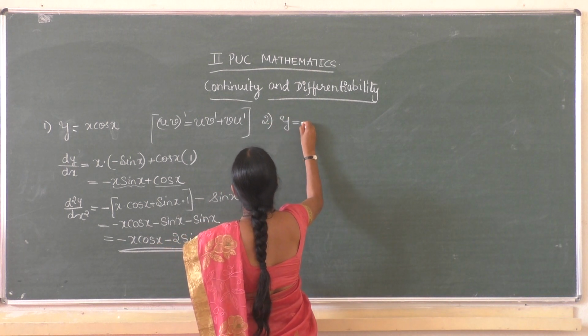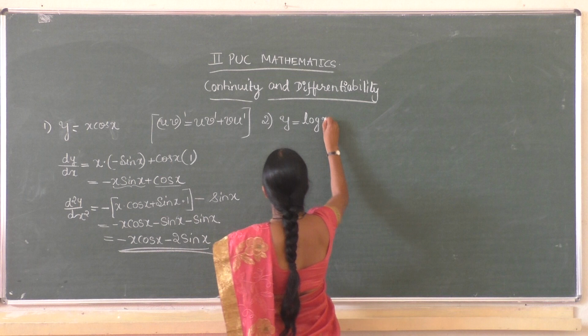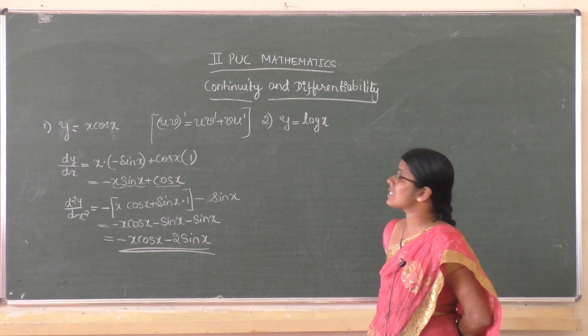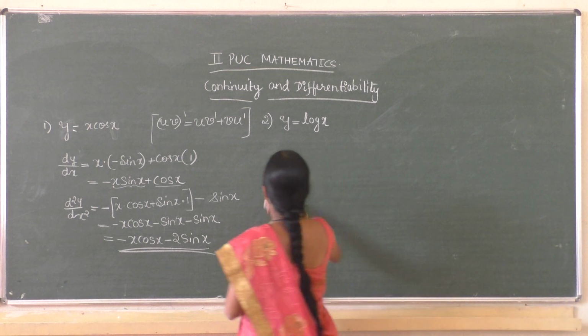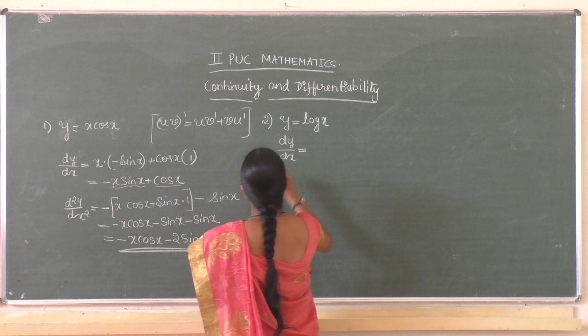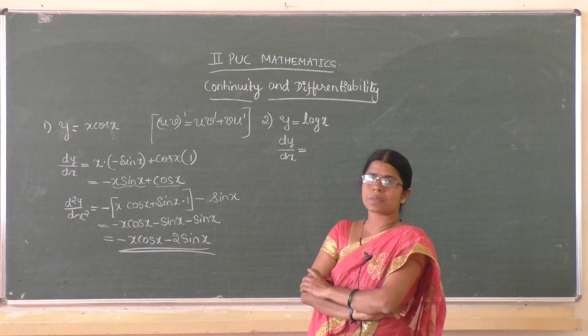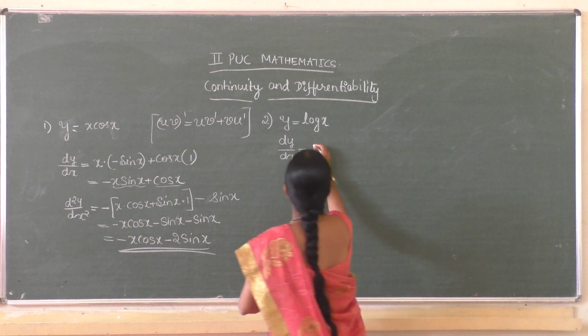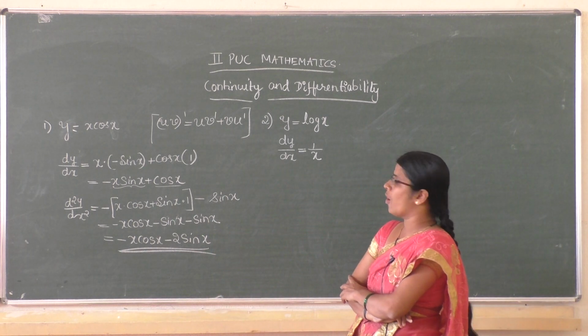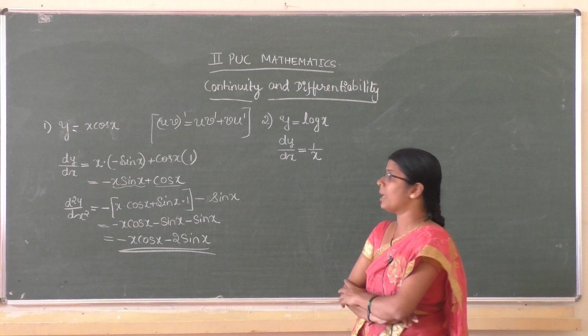Okay, so next one, y equal to log x. So first derivative, find dy by dx. The derivative of log x with respect to x is nothing but 1 by x.